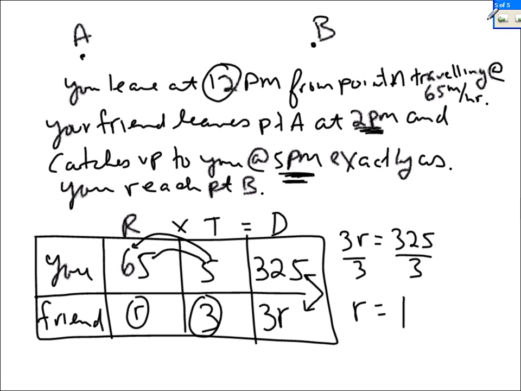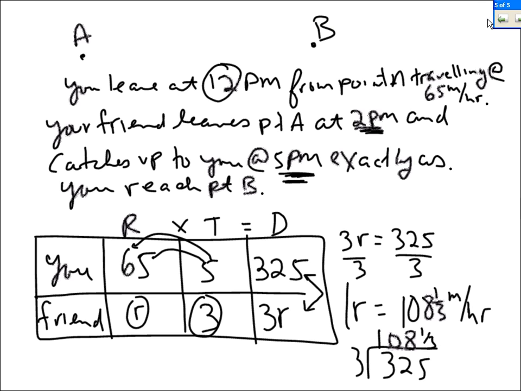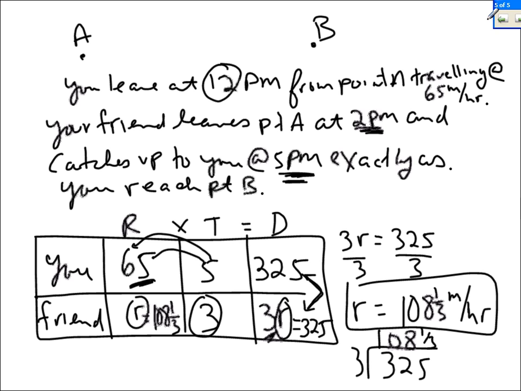And R is, if you do the long division, 3 into 325, you'll get 108 and a third. So your friend is driving at the rate of 108 and 1/3 miles per hour. That is how fast she is driving. She's speeding. You're doing the speed limit, 65. Your friend is doing a bit more. That way, in 3 hours, 3 times 108 and a third will equal 325. And that's why she caught up to you exactly at that instant at 5 p.m.